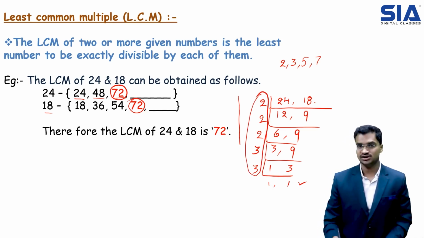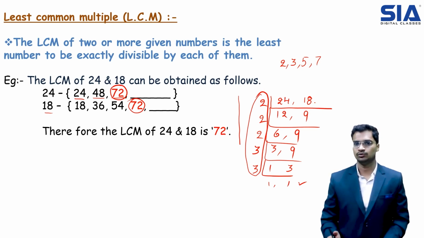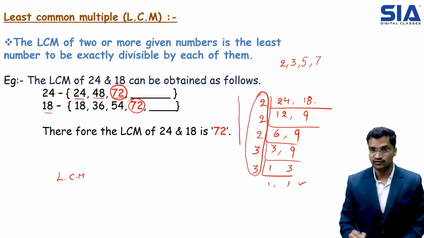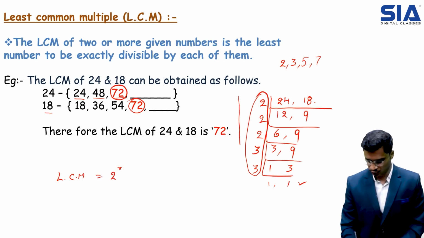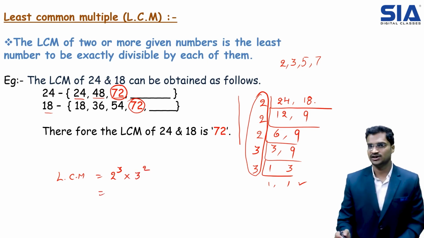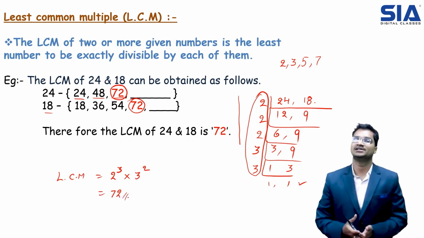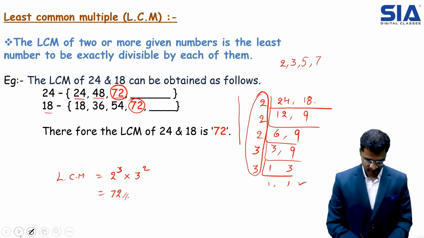So our LCM is 2 into 2 into 2 into 3 into 3. So I can say that the LCM of 24 and 18 is 2 cube, as 2 is written 3 times, into 3 square. 2 cube is 8, 3 square is 9, 8 nines are 72. So our LCM is 72. We can find the LCM in this particular way. Now coming to the questions.